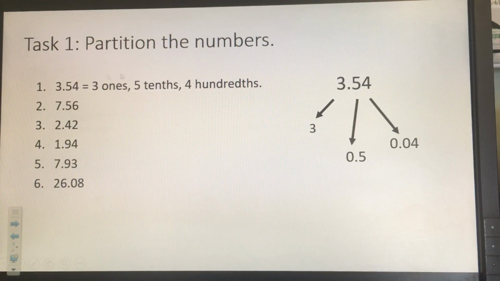I'd like you to have a go. This is your first task at these questions and partitioning these numbers. Okay? I'd like you to write this down on a piece of paper or in a Word document and submit this onto eSchools. So for question 1, 3.54 can be split into 3 ones, 5 tenths and 4 hundredths. You can either write it like this or like this. Just choose one, you don't need to do both. Okay, so 3, 0.5 and 0.04. You can either pause the video now to have a go at this or have a go at it after watching the whole video.